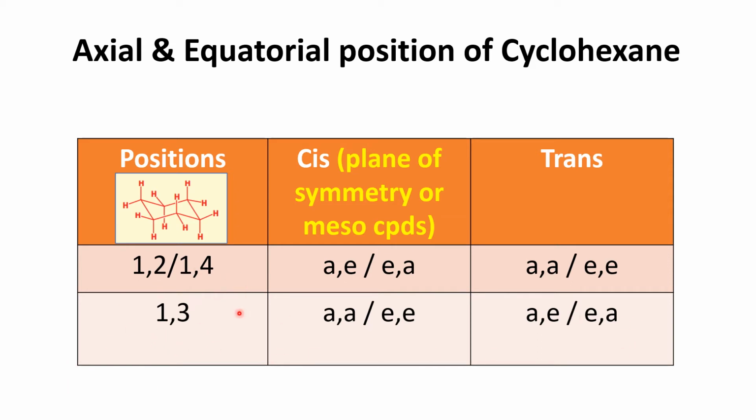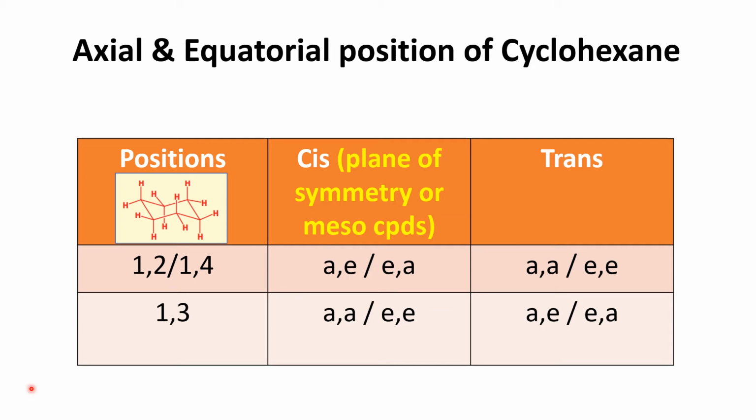And then the very important thing is the cis position. In all the cis forms of 1,2, 1,3 and 1,4, there is a plane of symmetry. So all these are called meso compounds. They are optically inactive compounds. Keep these things in your mind; it is very important. All the cis compounds have a plane of symmetry. If you take 1 and 2, this is axial and equatorial. I will show you the structure in the last video also, and explain it clearly in that video. So please keep this in your mind.